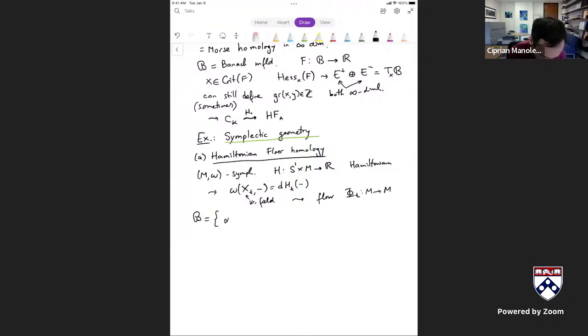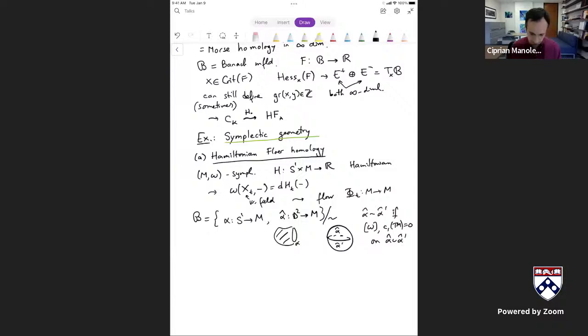It's made of basically loops in M. We also need some capping of the loop, typically. So some disk, but this is defined up to equivalence. The loop is the important thing. Two caps, alpha hat and alpha hat prime, if you have two caps, you make a sphere, and we say that they're equivalent if omega and C1 of TM are both 0 on the sphere, on alpha, alpha prime.